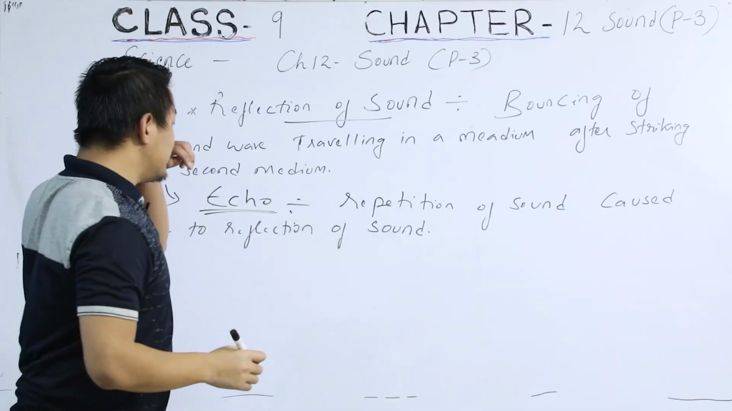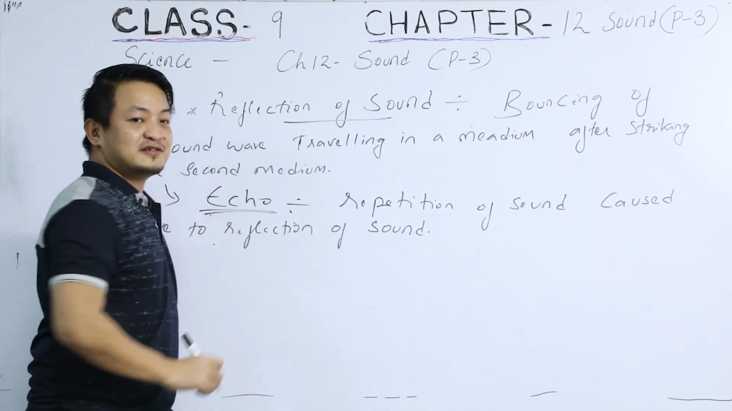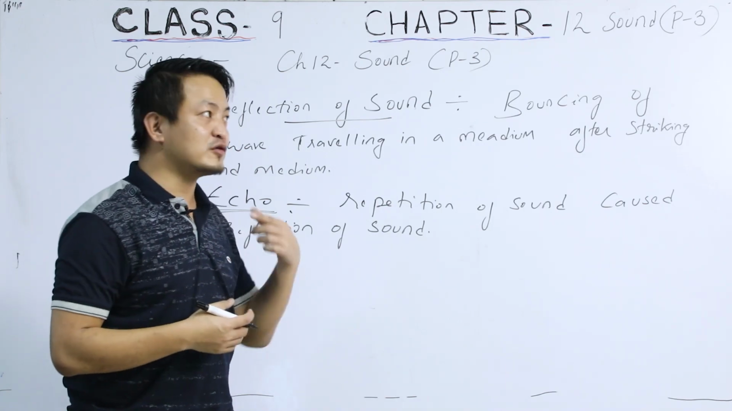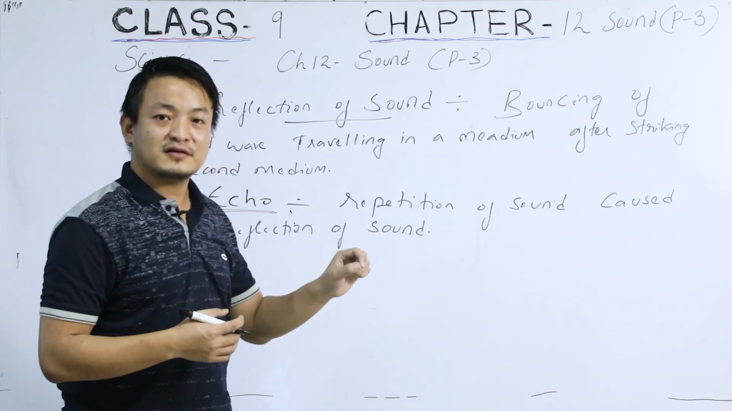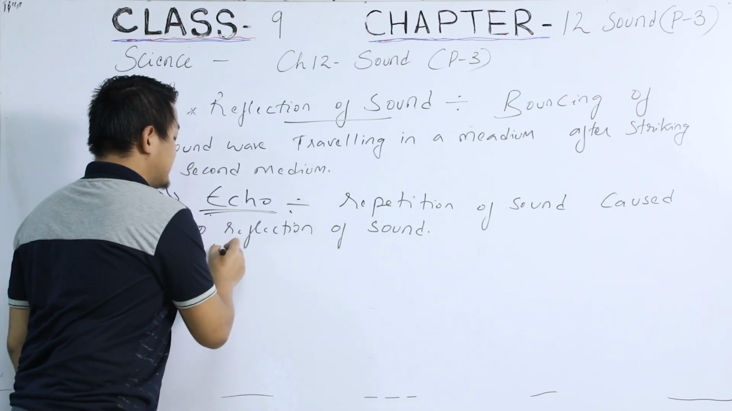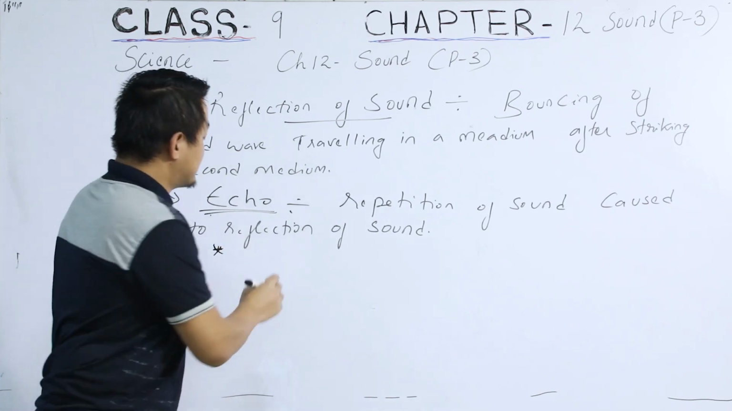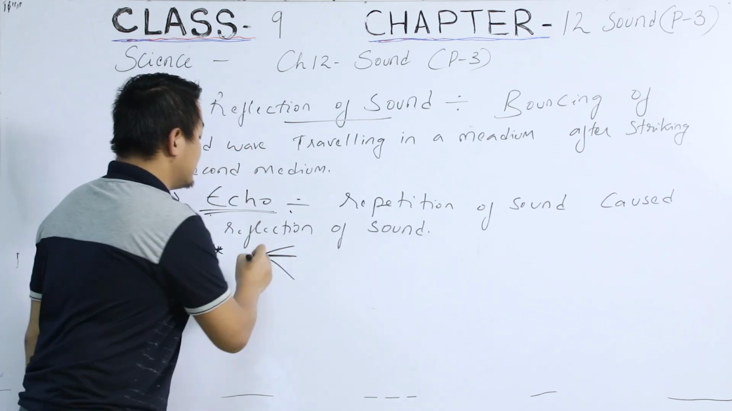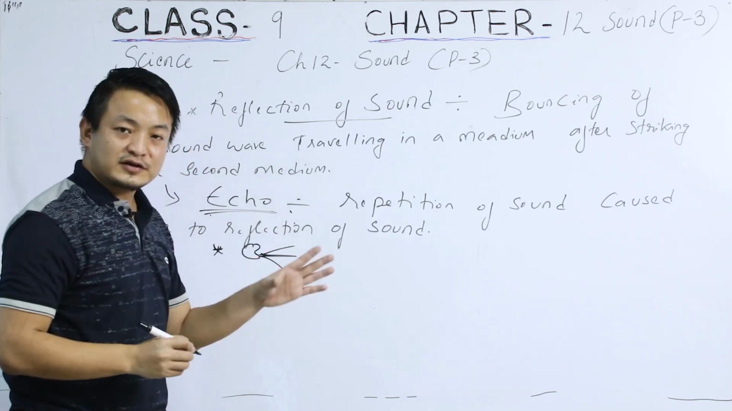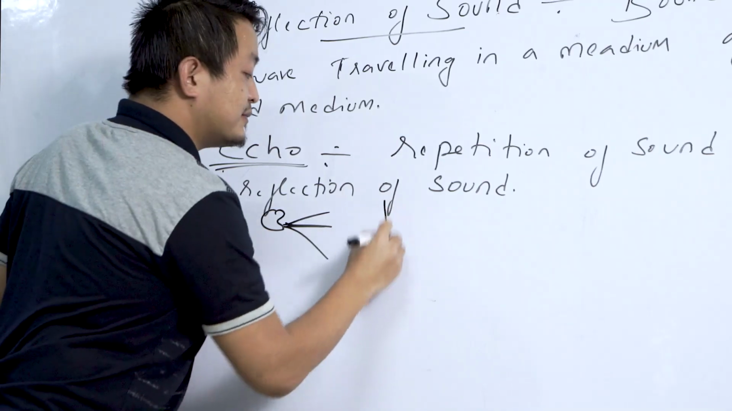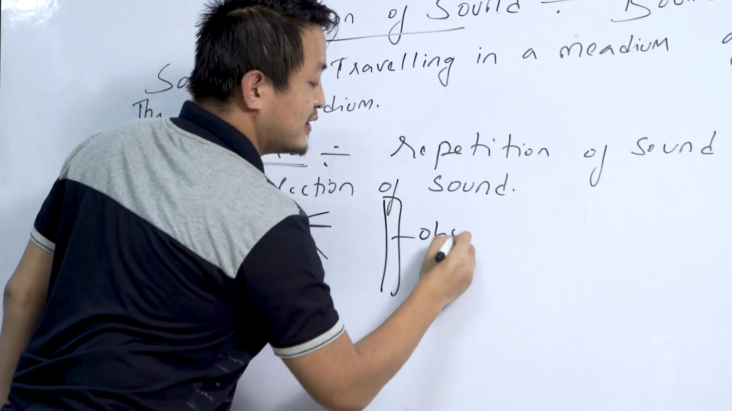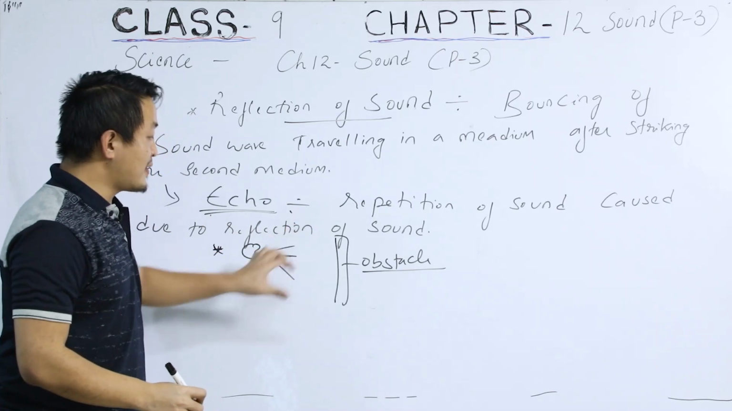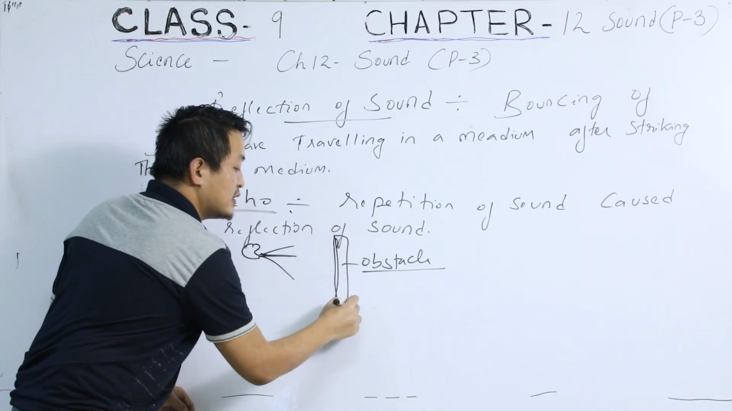Clear? Now, students, there is a condition. I'm speaking something, but I cannot hear an echo, right? I cannot hear that sound reflection. So there is a condition. The first condition is, suppose this is the sound, maybe you are shouting, and this is the medium, and this is the obstacle.